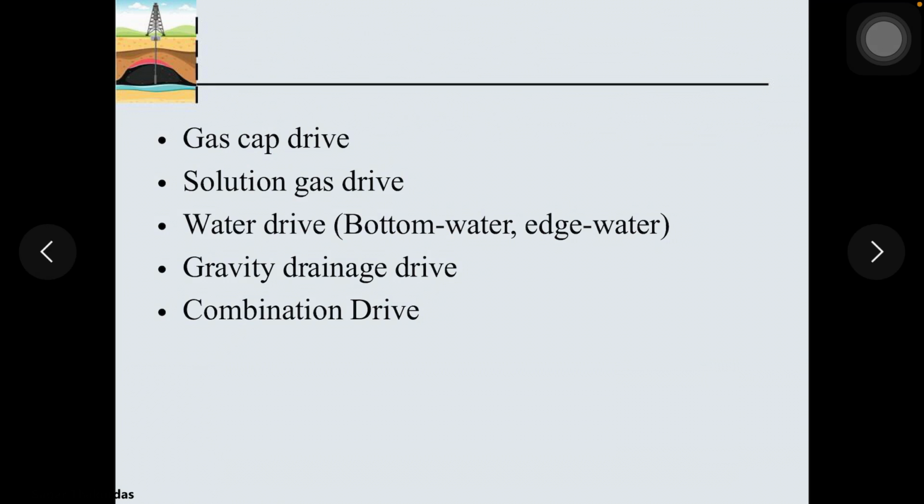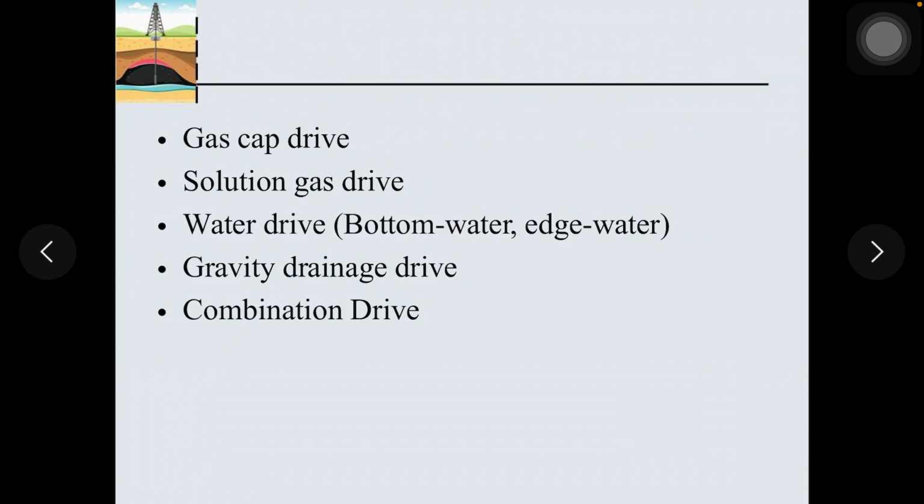So these are the reservoir drive mechanisms. You can go through them, and we're going to see each one of this mechanism in detail. Gas cap drive, or it is also called as free gas cap drive. Then comes solution gas drive, which is also known as dissolved gas drive. Then comes water drive. It is divided into two: bottom water drive and edge water drive, gravity drainage, and combination of these drive mechanisms. So these drive mechanisms are based on the dominant force of energy present in the reservoir.